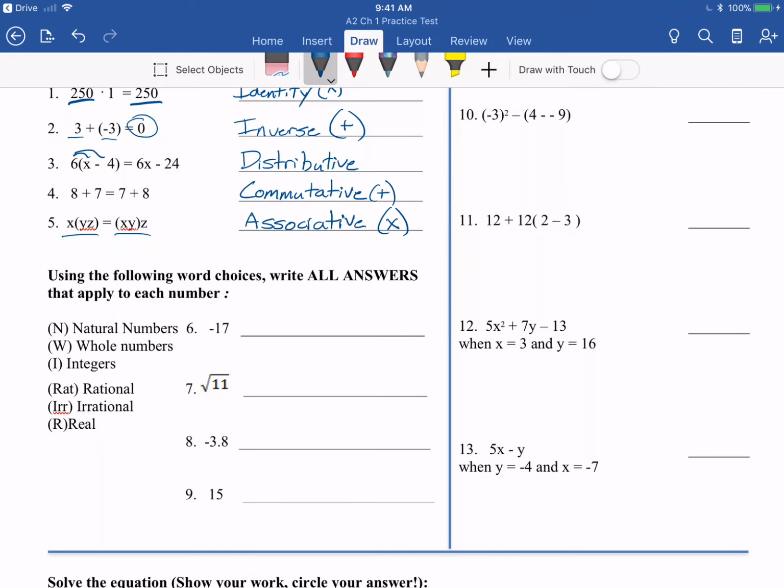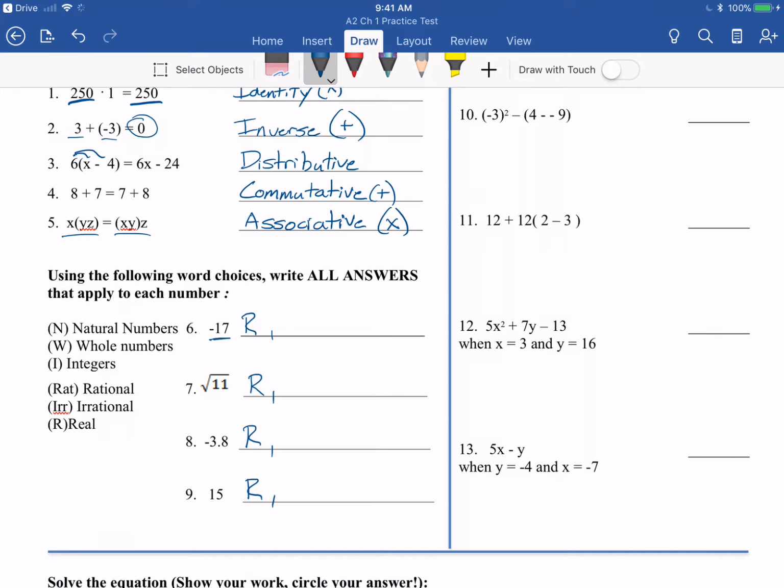All right, so the next one, you have to mark all of the answers that apply to each number. So I like to go through, hey, we learned that every single one of these numbers is going to be real. So I like to just, hey, real, I'll give you a hint. Every single one of these numbers is going to be real. We're not going to look at not real numbers until chapter 7 or so.